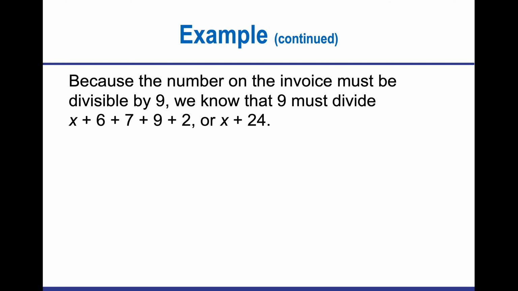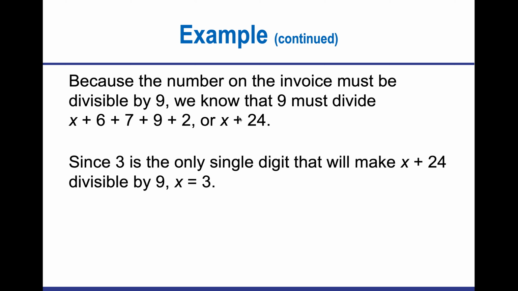Because the number on the invoice should be divisible by 9, we know that it has to divide when I add all those digits up. So x plus 6 plus 7 plus 9 plus 2, or x plus 24, has to be divisible by 9. So x would have to be 3, because 27 is the closest number that's divisible by 9 when you add the digits.